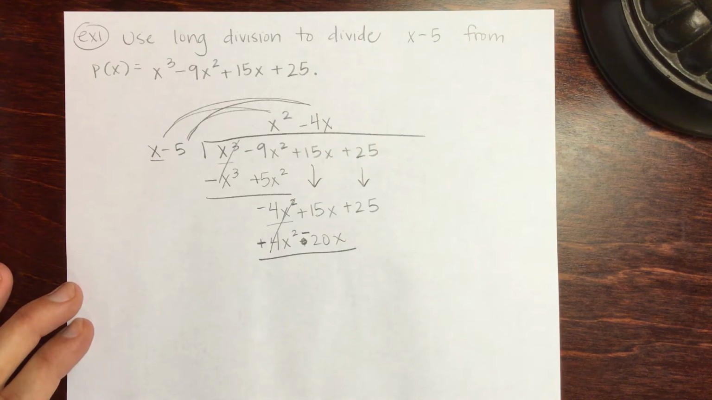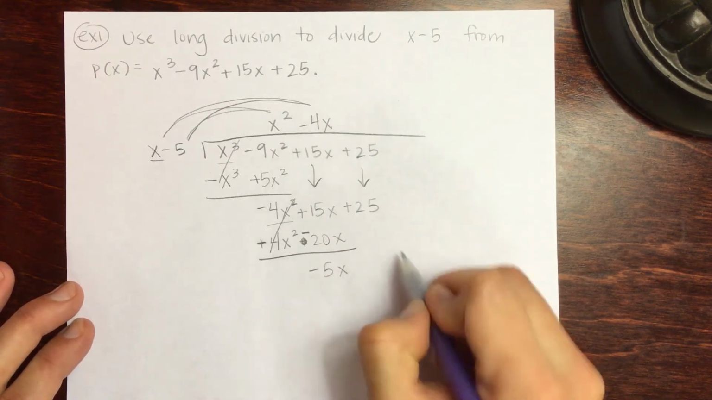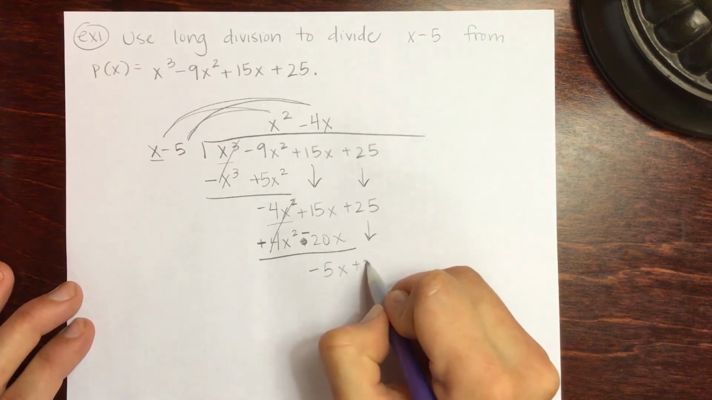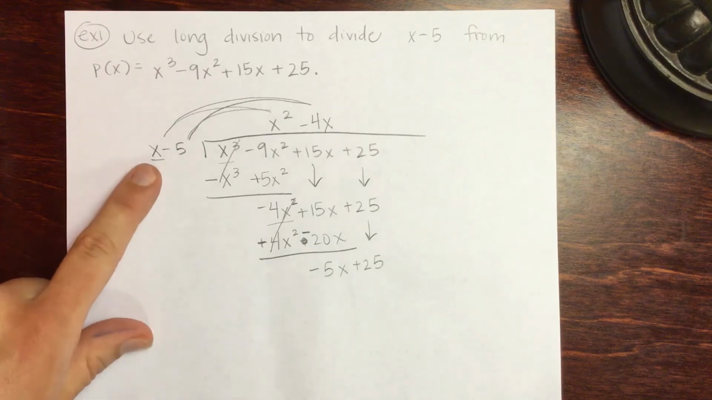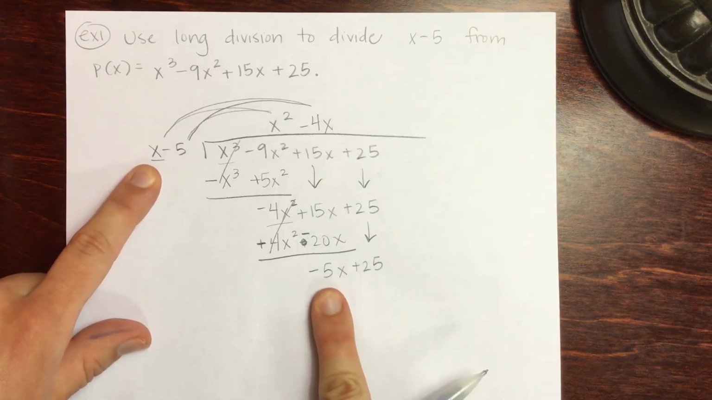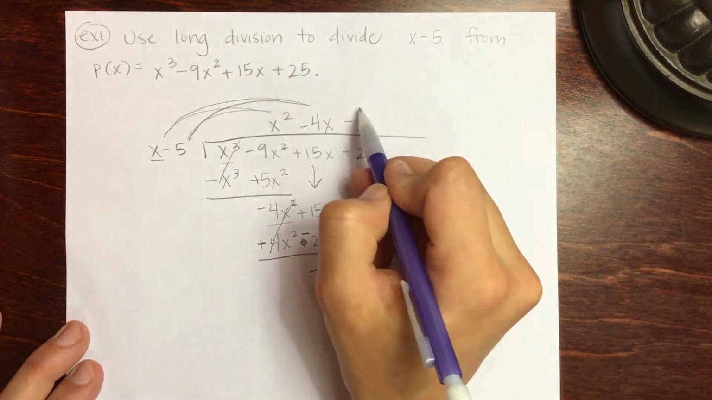We wanted that to cancel out. And then positive 15x minus 20x is negative 5x. Bring down the unused term and repeat. So x times what is negative 5x? Negative 5. All right, distribute.